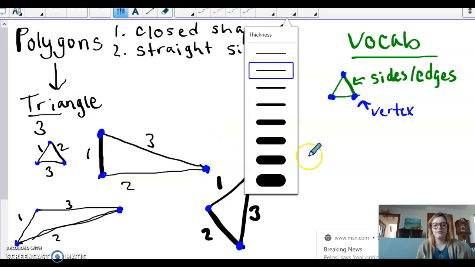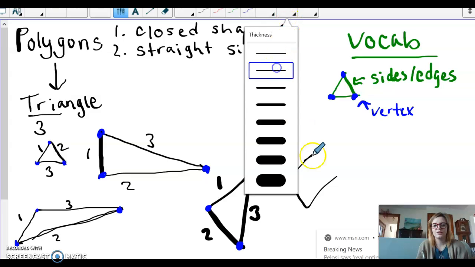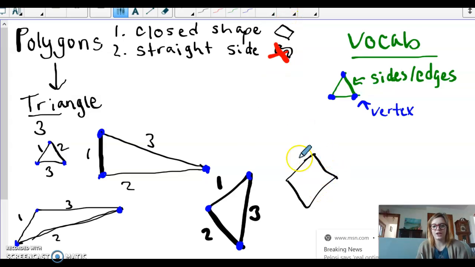As soon as I add a 4th side, say if I did 1, 2, 3, 4, and this side's even a little curved, as soon as I've got 4 sides to my shape, it no longer counts as a triangle. So I have 1, 2, 3, 4 sides, 1, 2, 3, 4 vertices. That would be a quadrilateral, which we'll get into tomorrow, but it's not meeting my magic number 3 rule.